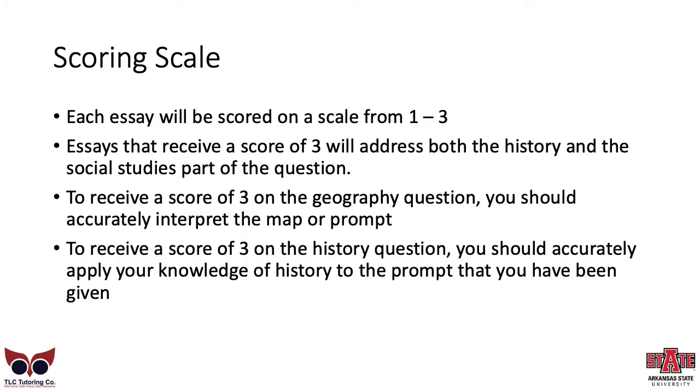Scoring scale. Each essay will be scored on a scale from 0 to 3. Essays that receive a score of 3 will address both the history and the social studies part of the question. To receive a score of 3 on the geography question, you should accurately interpret the map or prompt. To receive a score of 3 on the history question, you should accurately apply your knowledge of history to the prompt that you have been given.